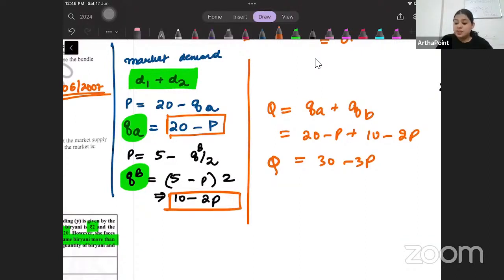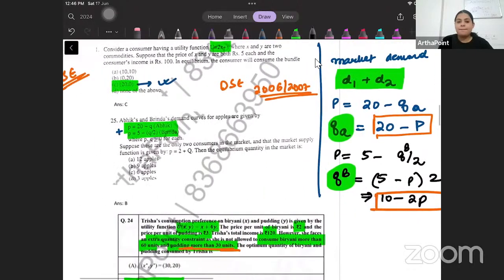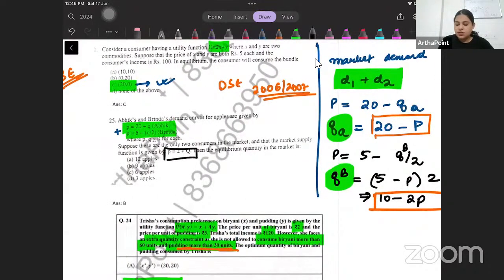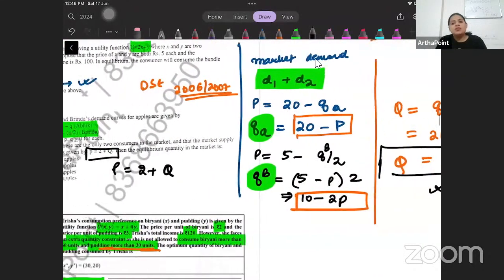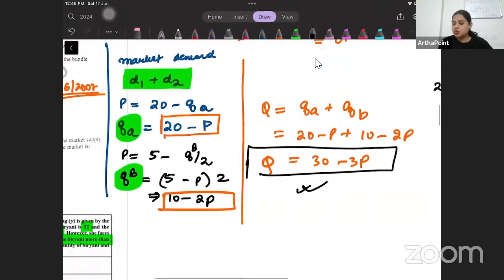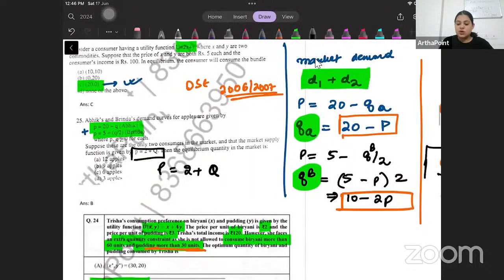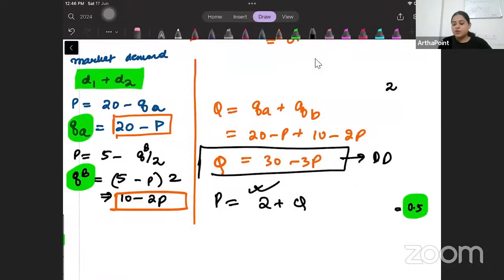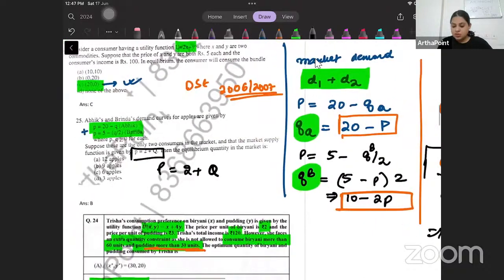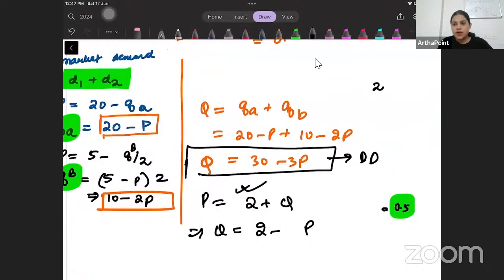You have got the market supply curve given to you. This one, P is equal to 2 plus Q. See, Q is capital here because it is market supply. And now I have market demand also. Equate the two and find the equilibrium. So the first equation, the demand equation, is this. The supply equation is P is equal to 2 plus Q. So Q will be P minus 2. So just solve the two and get the answer for Q and P.